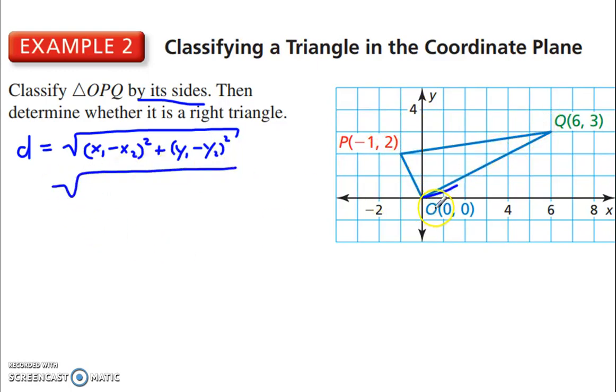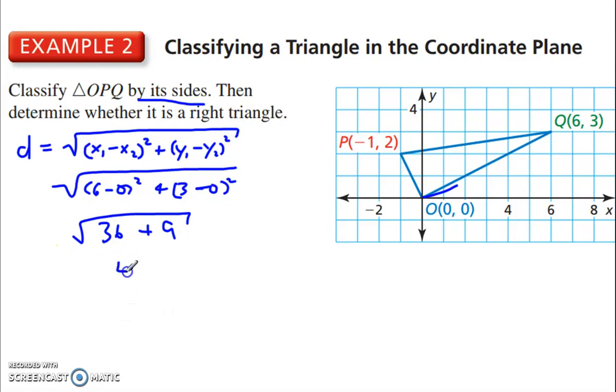The x values here are 0 and 6. So 6 minus 0 squared plus 3 minus 0 squared. And again, it doesn't matter which one I put first, the 1 or the 2. So 6 minus 0 squared is 36, plus 3 minus 0 squared is 9. Boom. So that gives me 45. Radical 45. That's about 6.7, something around there. But just to compare the sides, it's good enough in radical form. Now let's see whether the other one is the same.